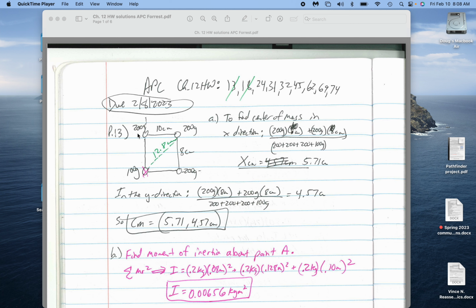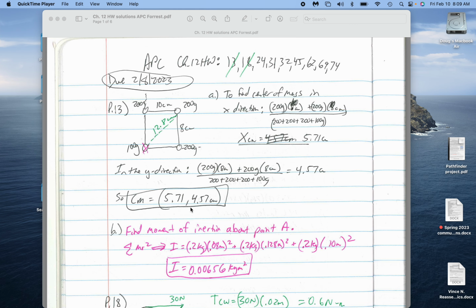In the y direction, which is basically up this way, I've got 200 and 200 here, and they're 8 centimeters away from 0 centimeters in the y-axis, and then dividing by the whole mass. And again, this is a little over half of the way up of the 8 centimeters. So that's the center of mass coordinates.